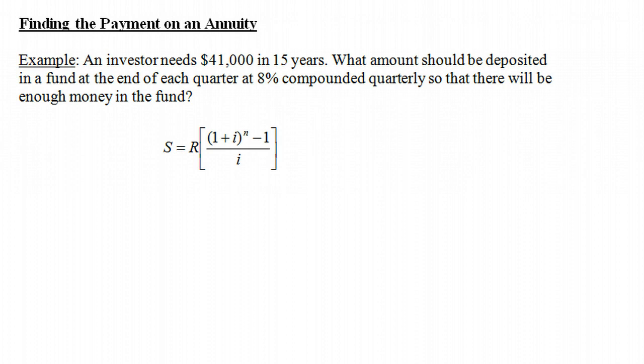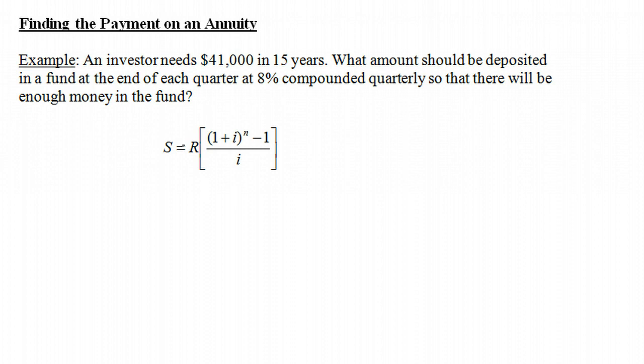So notice this is an ordinary annuity because the person is putting in the money at the end of each quarter. That's how often the interest is compounded. The person will be putting in the same amount each time at the end of each quarter. So the question is, how much should he put in? Should he put in $100 every 3 months? Should he put in $3,000 every 3 months? How much should it be?